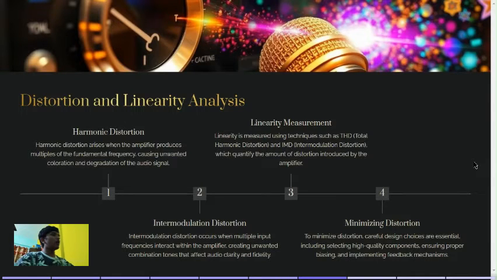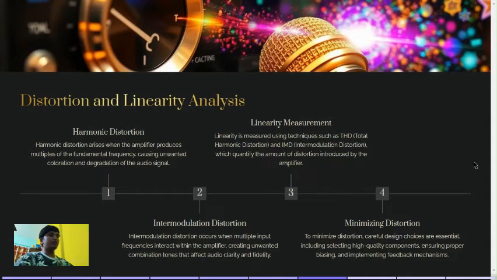Distortion and linearity analysis. Harmonic distortion. Harmonic distortion arises when the amplifier produces multiples of the fundamental frequency, causing unwanted coloration and degradation of the audio signal. Intermodulation distortion. Intermodulation distortion occurs when multiple input frequencies interact within the amplifier, creating unwanted combination tones that affect audio clarity and fidelity. Linearity measurement. Linearity is measured using techniques such as THD, total harmonic distortion, and IMD, intermodulation distortion, which quantify the amount of distortion introduced by the amplifier.